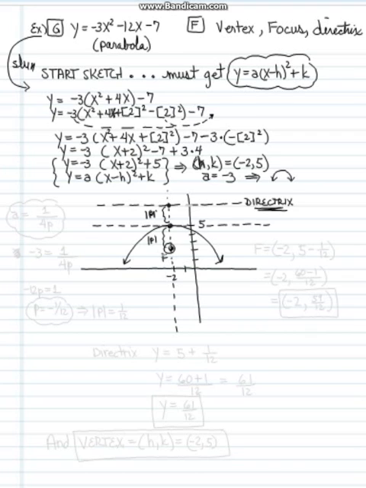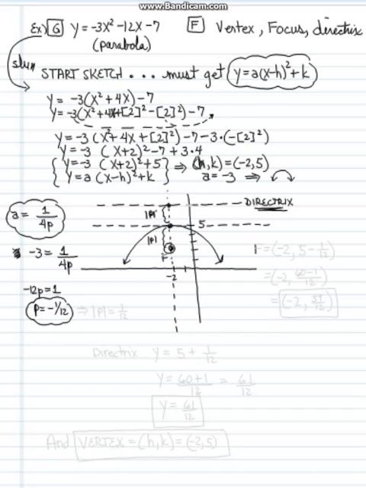So let's recall that a equals 1 over 4p. We know a is equal to negative 3. So negative 3 equals 1 over 4p. Solving this equation for p, multiply both sides by the LCD, which is 4p, we get negative 12p equals 1. So p equals negative 1 over 12. We expected it to be negative because it opens down. So that tells us the location of this point, the focus F.